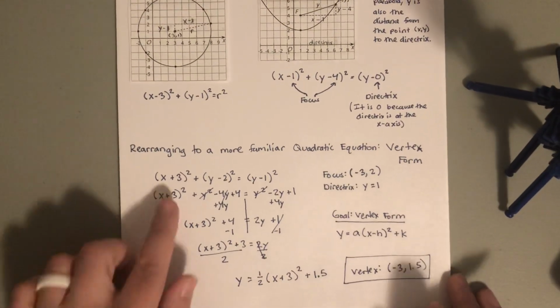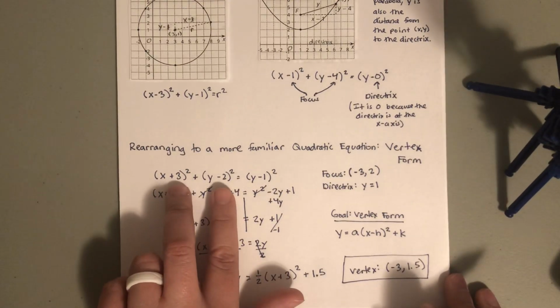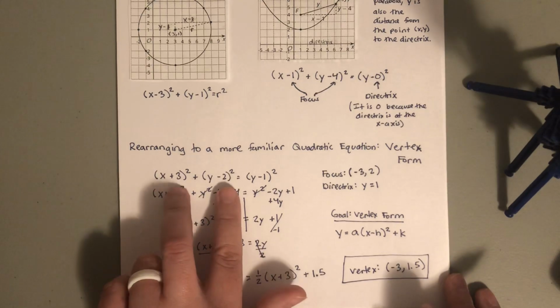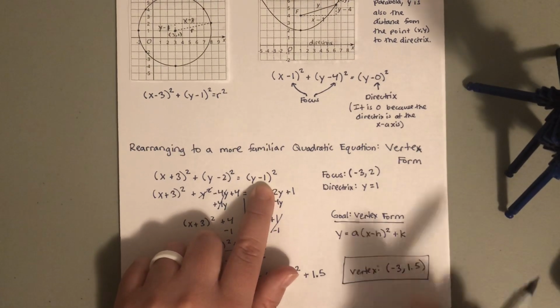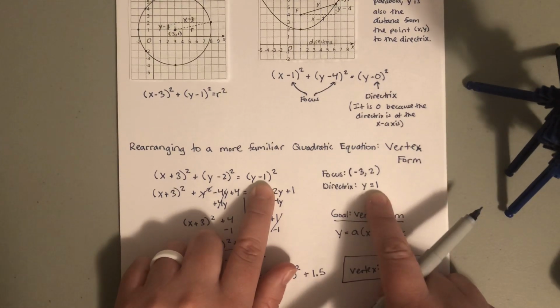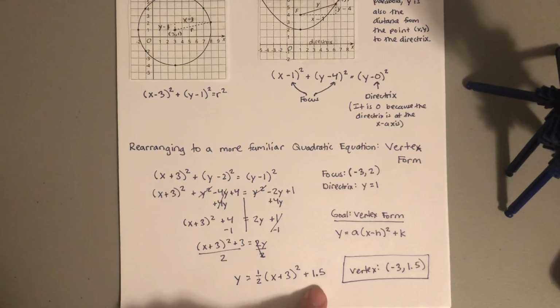So we can see that this is the equation of a parabola. These 2 points give us the focus, opposites of those. This gives us the directrix. This is y minus 1, so the directrix is at y equals 1. And then we can rearrange it also to find the vertex.